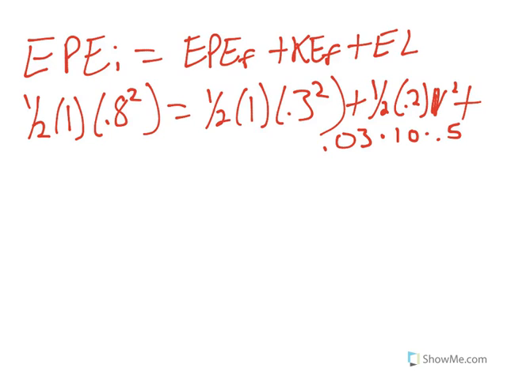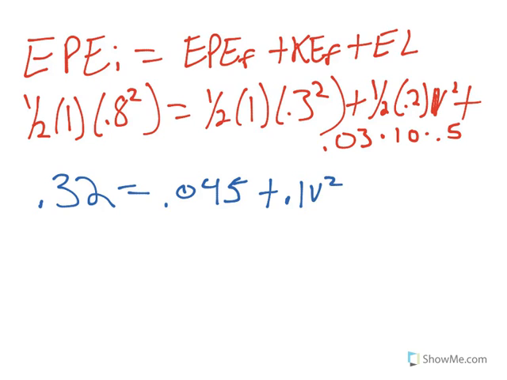So now if I just multiply everything across, I should get 0.32 equals 0.045 plus 0.1 v squared plus 0.15. Okay, I think that's right. Yeah. Okay, so then I subtract everything that's not on a v over to the left side, and I should get 1.25.